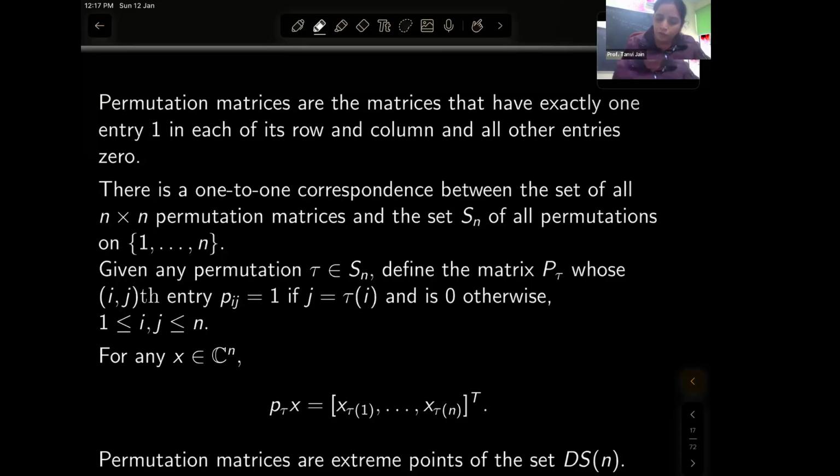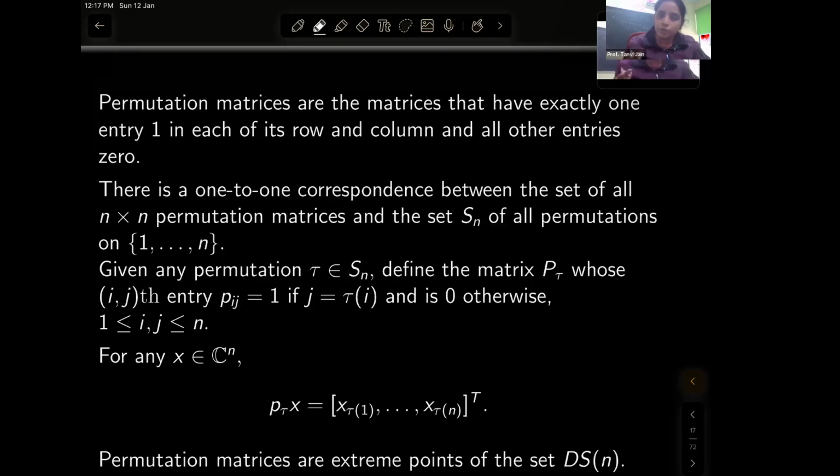How? If I take any permutation tau, we can take P tau with p_ij equal to 1 if j is equal to tau(i) and 0 otherwise. P tau x is nothing but permuting the coordinates of x. So P tau x is x tau(1) till x tau(n). And at least I can see that these are the extreme points of doubly stochastic matrices.